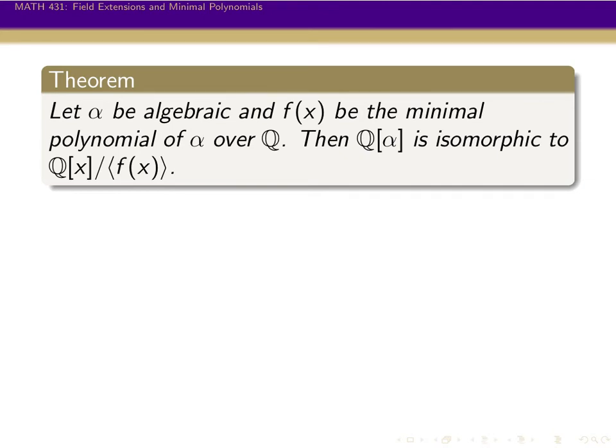Okay, this leads us to the big theorem, which is really going to tell us all that we need to know about the structure of Q adjoin alpha. And so it says that if alpha is algebraic, and we let f of x be the minimal polynomial of alpha over Q, then Q adjoin alpha is going to be isomorphic to, you take the ring of polynomials over the rationals and mod out by this ideal generated by f of x. Or really think about it, you're modding out by all the polynomials that have alpha as a root.